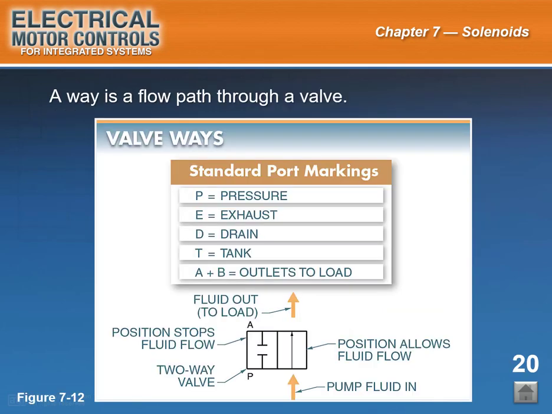A way is a flow path through a valve. See figure 7-12. Most directional control valves are either 2-way or 3-way valves. The number of ways required depends on the application. 2-way directional control valves have 2 main ports that allow or stop the flow of fluid. 2-way valves are used as shutoff, check, and quick exhaust valves.